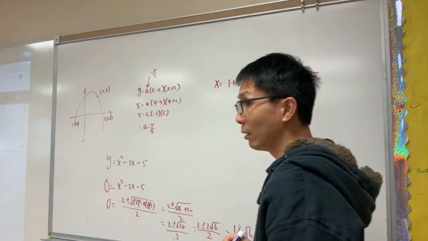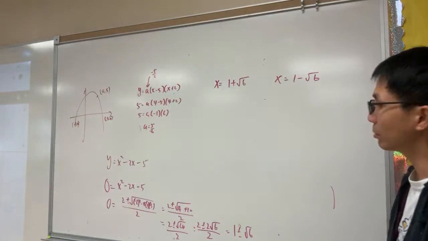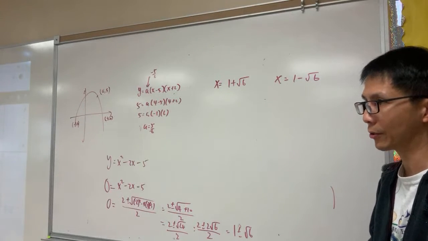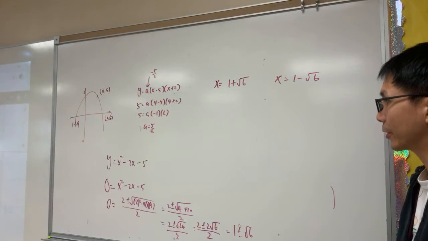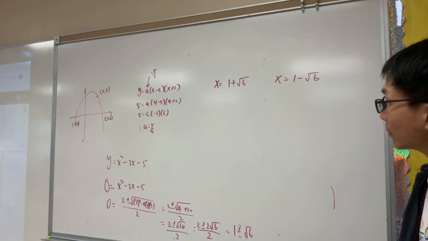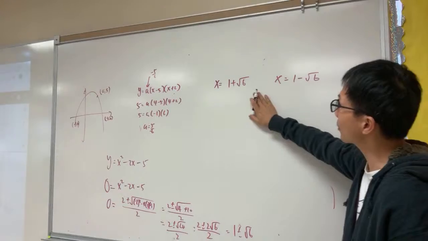Is there another way to do it? No, it's the only way. Or actually, you can use completing the square to find the answer. It's going to be the exact same thing. You have to move 5 to the other side though. Complete the square and then take the root. Okay, so there are other solutions.